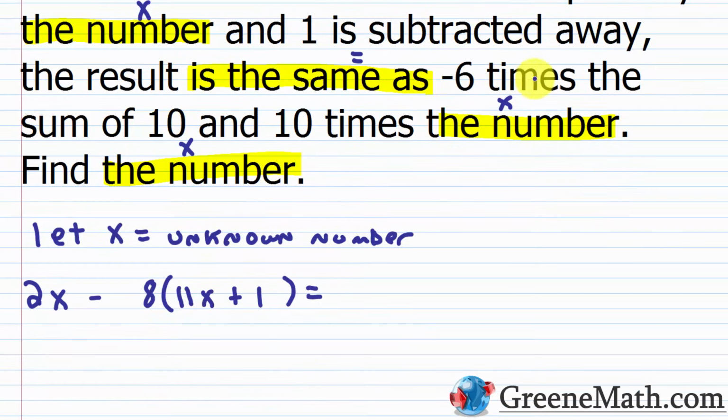Then we have -6 times the sum of. So again, I'm going to put -6 here. If I have times the sum of something, I'm going to use parentheses. So then we have 10 and 10 times x. So 10 plus 10x. And this is basically going to be our equation, right? So again, to go through this part again, we have -6 times the sum of. So -6 times the sum of 10 and 10 times x. So -6 times the quantity 10 plus 10x is what that translates to. Okay, let's go ahead and solve this equation.